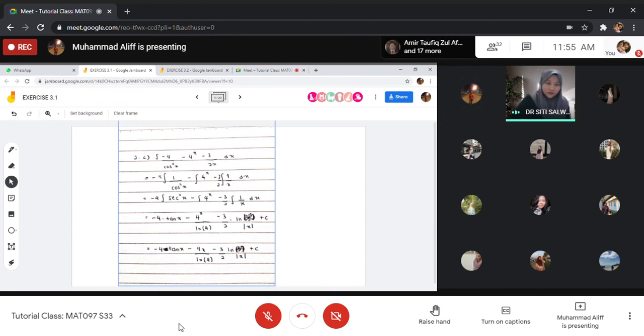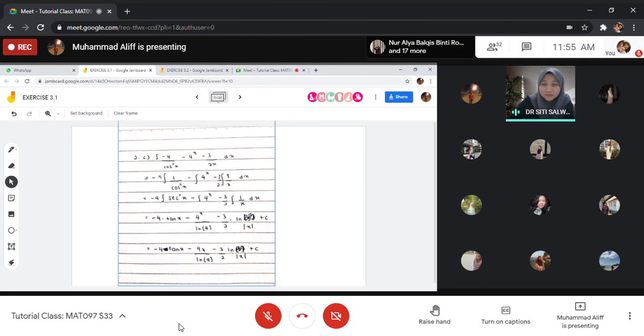Okay, so look here. Thank you, Alif. Look at the first term, you have negative 4. You are dividing by cos square x. So 1 over cos x is secant, so 1 over cos square x is equal to secant square. For the first part we use the identity. Now we integrate secant square x, you will get tangent, tangent times negative 4.